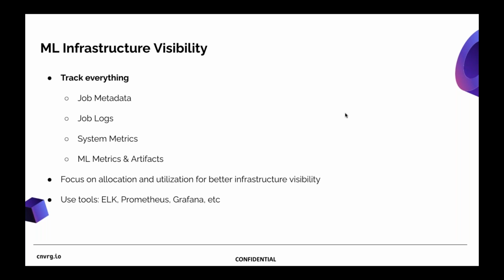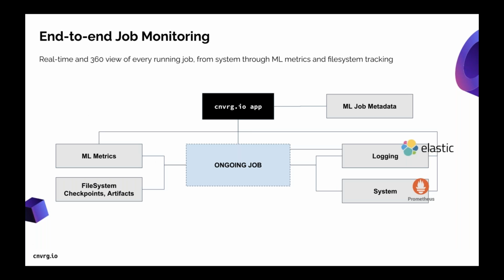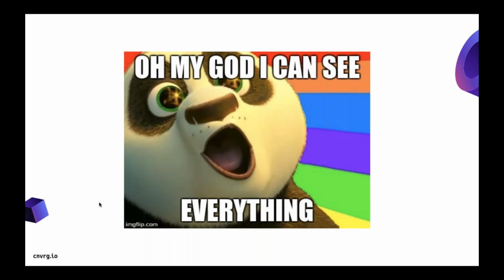Now, there are many open source, free tools that you can use to build this kind of knowledge: Grafana, Prometheus, ELK of course, and many others. In Converge, we provide a 360 view of every job that you run. You execute a job, and we collect the job metadata. When the job is in an ongoing state, we track the logs using Elastic. We track the system metrics using Prometheus, and we also collect machine learning metrics and the file system. With this, we can really see everything.